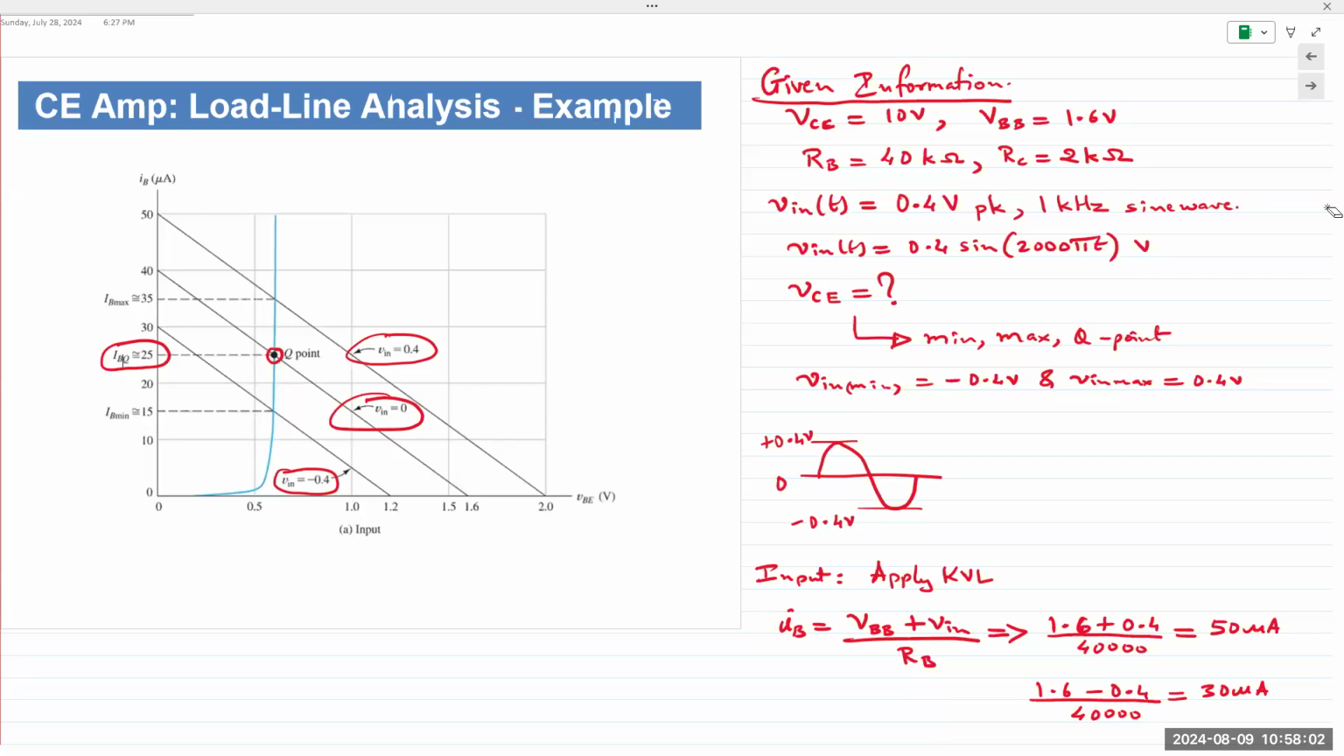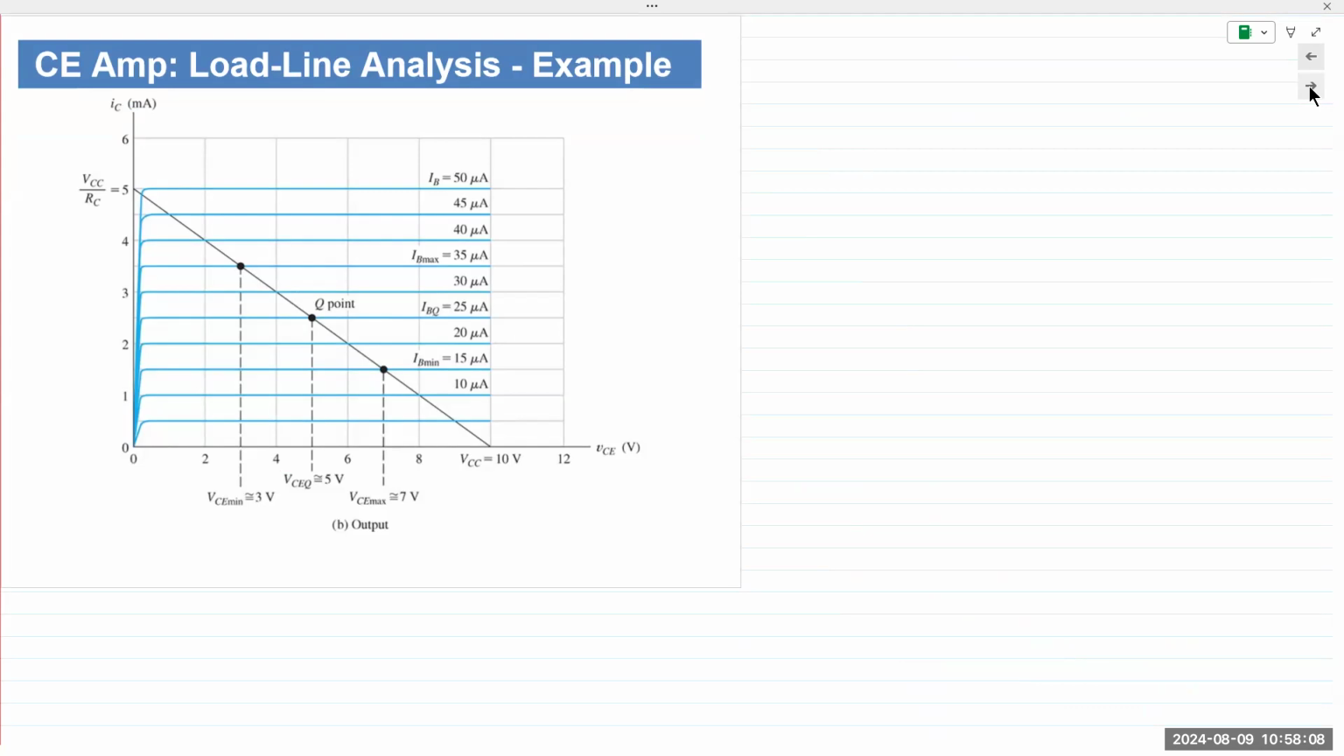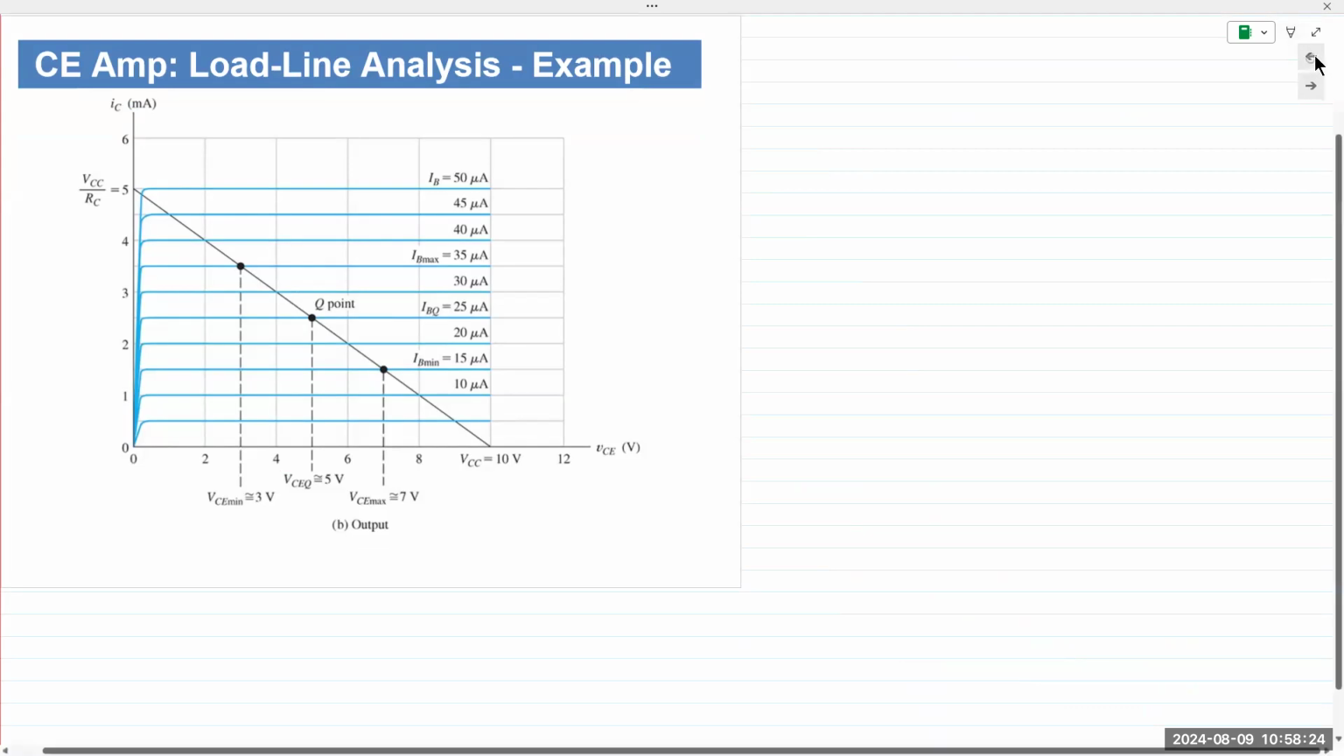Okay. All right. Let's go to the output side. On the output side, now we have our three values. Our job is to determine what is the output voltage. Output voltage is VCE, measured at the collector. So our three inputs are basically what?